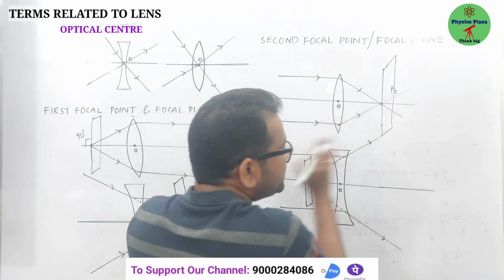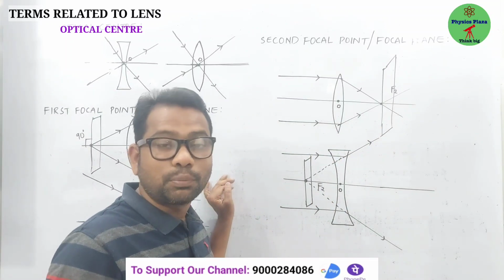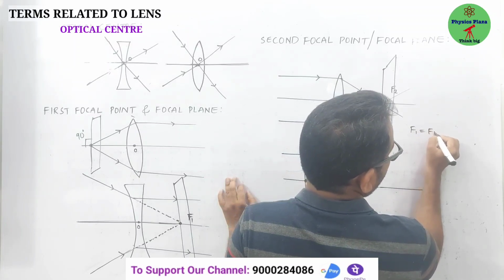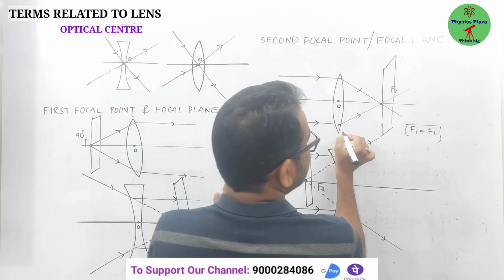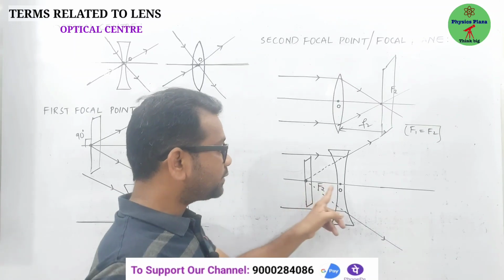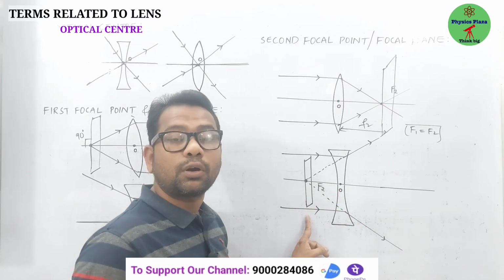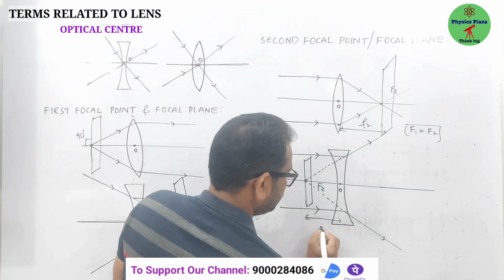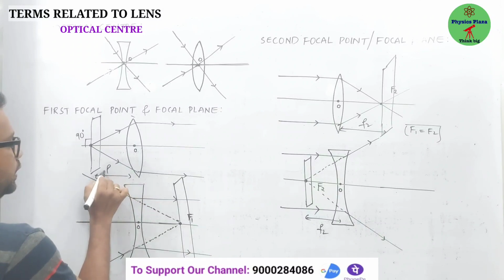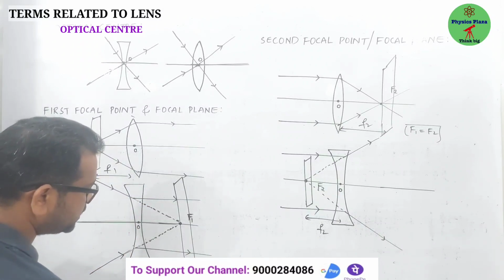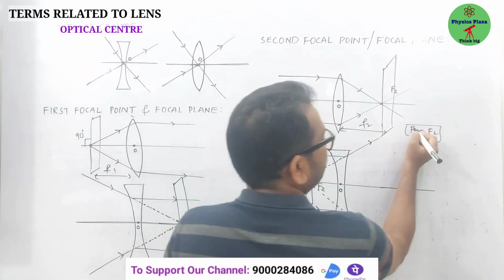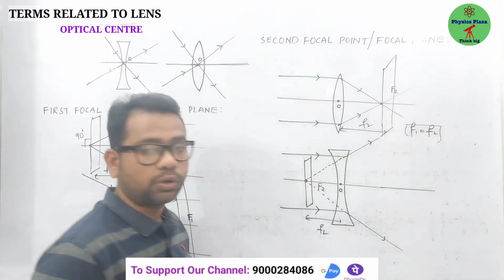And one more important thing, children. If the medium is the same on both sides, then F1 is equal to F2. What is this distance called, children? This distance is called the focal length. The distance between the optic center and the focal point is called the focal length. This is F2. Where is F1? This is F1. If the medium is the same on both sides, then F1 is equal to F2.